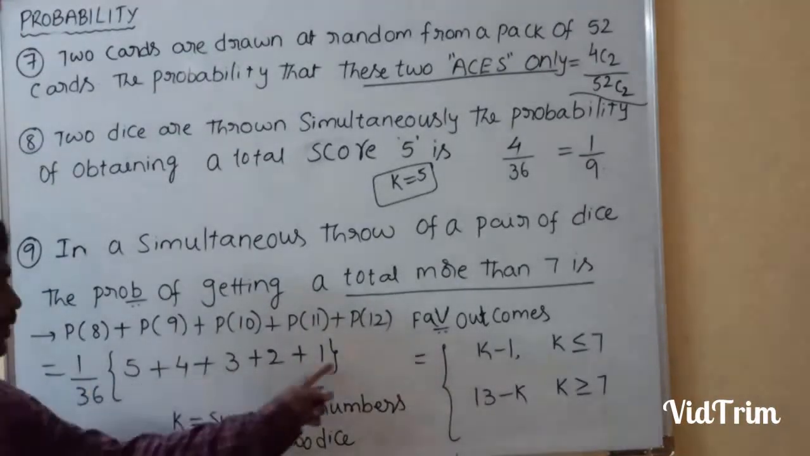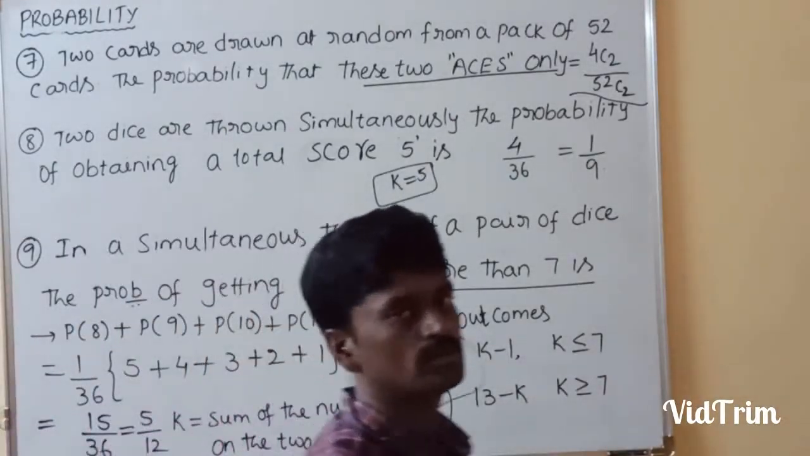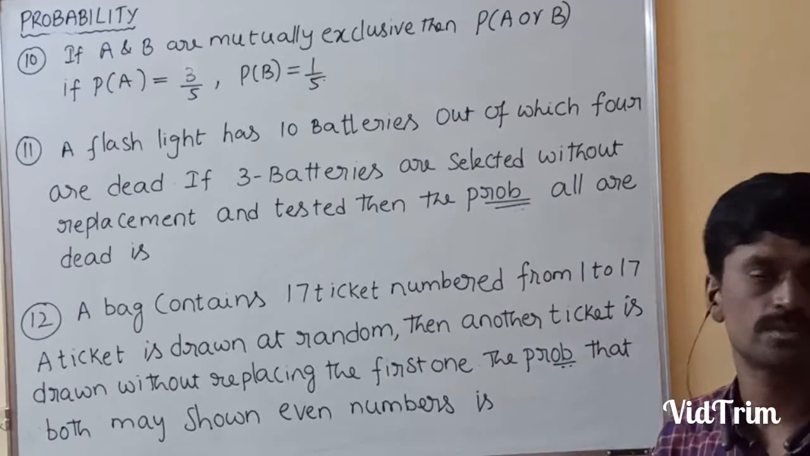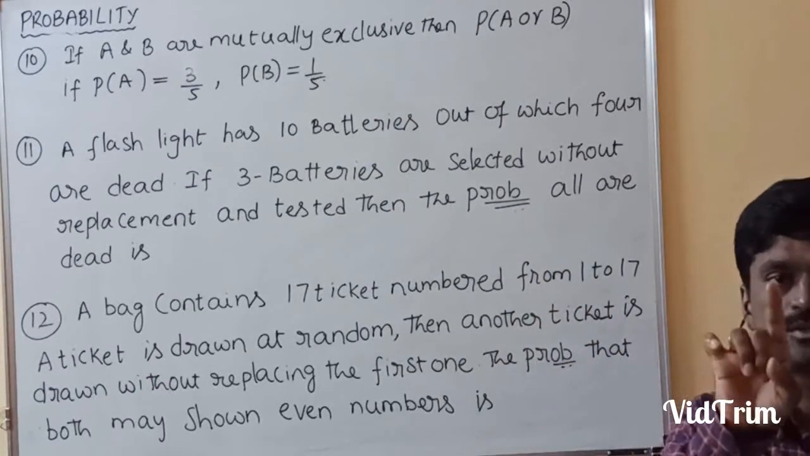If you add all these, what will you get? 15 only, na? So 15 by 36. 3 5s are 15, 3 12s are 36. Thus, the required probability is equal to what? 5 by 12. Set of problems. In all these three problems, it is just a one line answer.